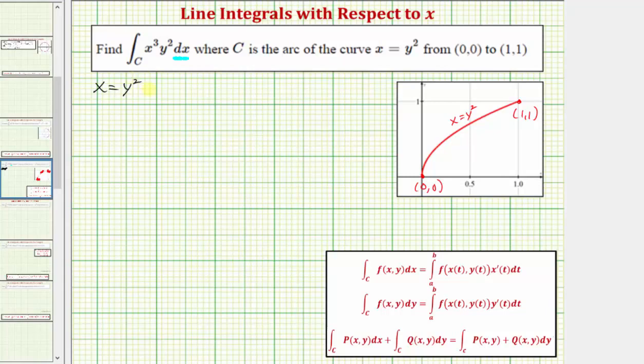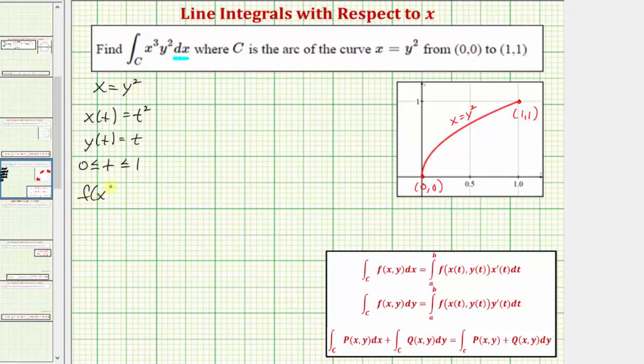Because the given curve is x equals y squared, for the parametric equations, let's let y, or y of t, be equal to t, and therefore x, or x of t, is equal to t squared. Now to trace out this curve from this point to this point, notice how we'd have to let t be on the closed interval from 0 to 1. So t is greater than or equal to 0 and less than or equal to 1 to trace out the curve C.